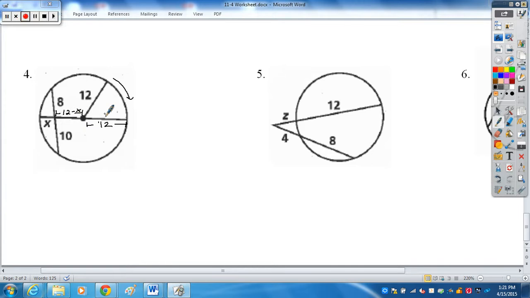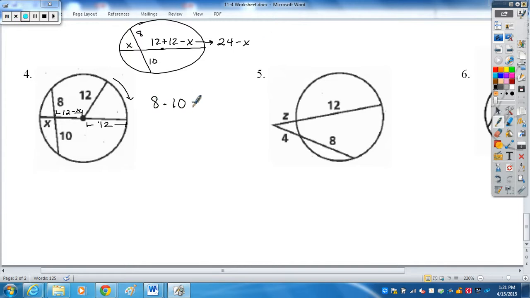12 minus x. Now, if it helps to redraw what we currently have there, you basically have a diameter, and then something right here like this. We have 8, we have 10, we have x, and then we have 12 plus 12 minus x, or 24 minus x. Either way right there, that'd be fine. All right, now, to solve, this looks a lot like number 1 again. So we're going to do 8 times 10 is equal to x times 24 minus x.